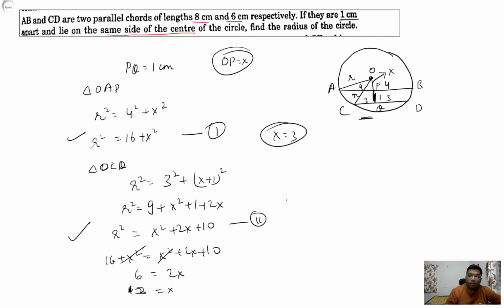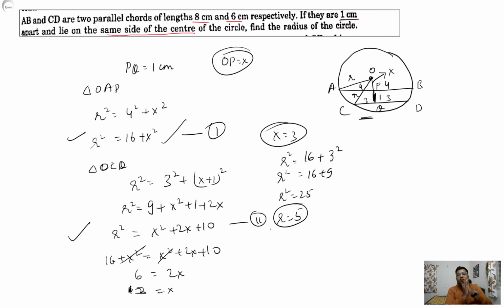So x is equal to 3 means we can go back here and substitute x as 3, we'll get the value of the radius. So radius square is equal to 16 plus 3 square, which is 16 plus 9. So r square is 25. Therefore, r is equal to 5 centimeter. So this is how you find the radius in this question.